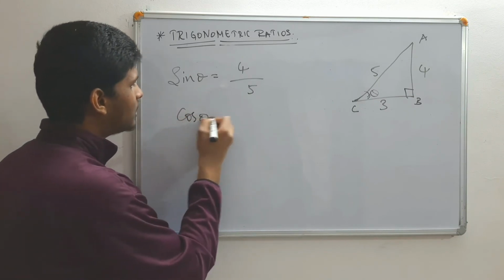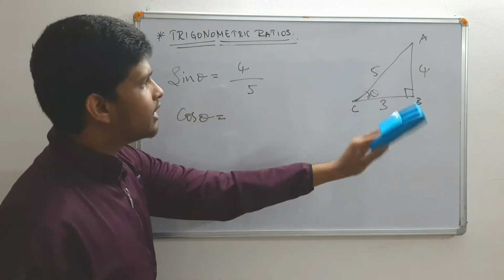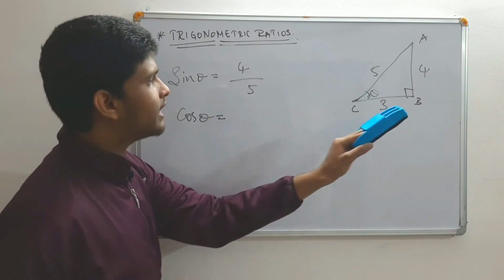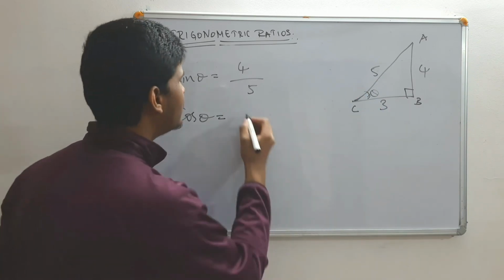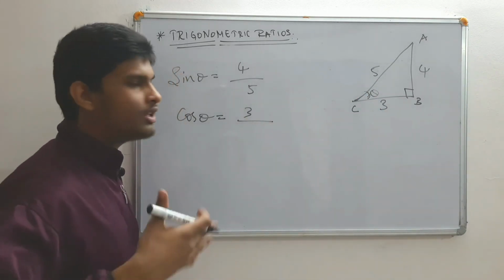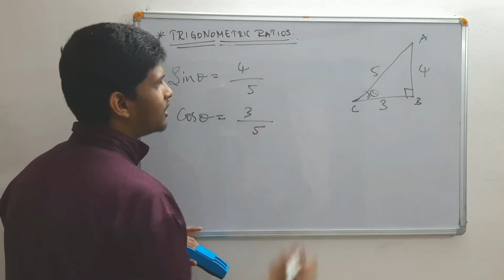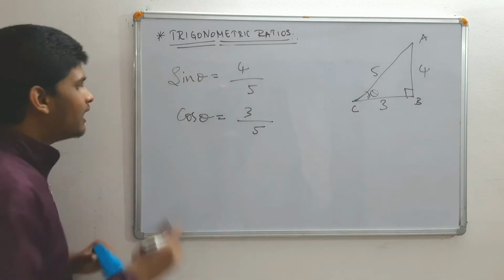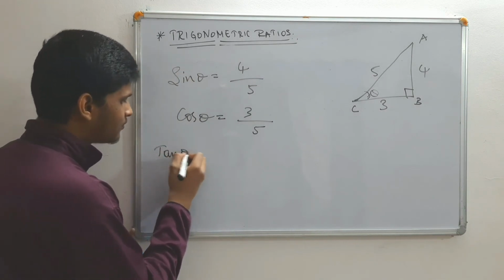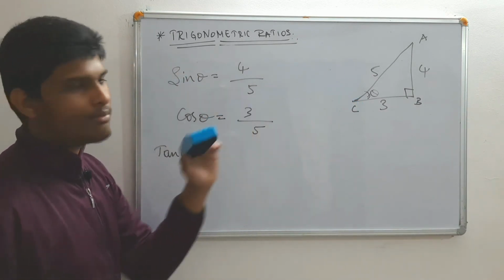Similarly, cos theta is the adjacent side by hypotenuse. According to angle theta, the adjacent side is BC, so the length of BC is 3 centimeters, 3 meters, some 3 units. And the hypotenuse is AC, with length 5. So 3 by 5. Next, coming to tan theta, tan theta is opposite side by adjacent side.